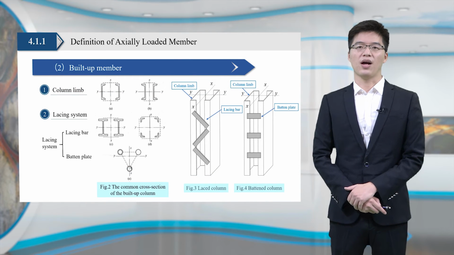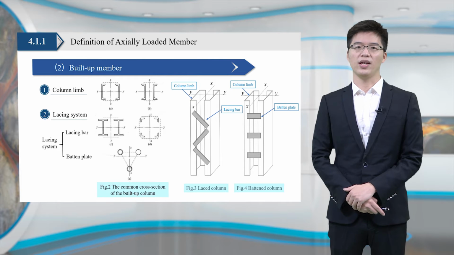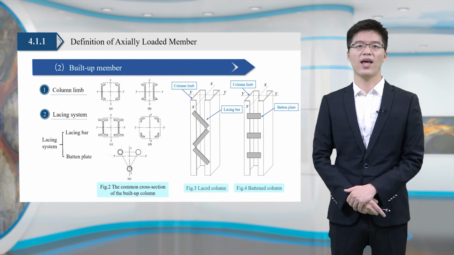Built-up members are generally made up of 2 or more individual sections, such as angles, channels, or S-sections, as shown in figure 2. The individual sections are properly connected along their lengths by lacing bars or batten plates so that they act together as a single unit. Lacing bars and batten plates together are called the lacing system, as shown in figure 3 and figure 4.